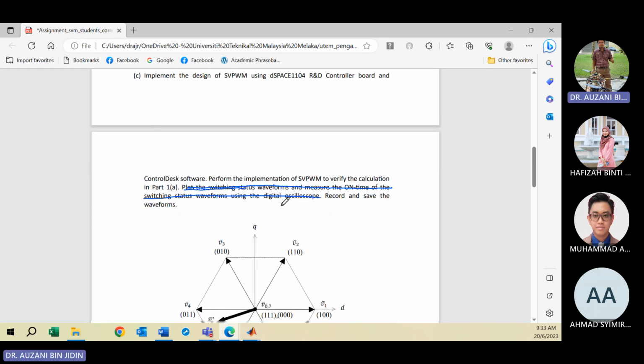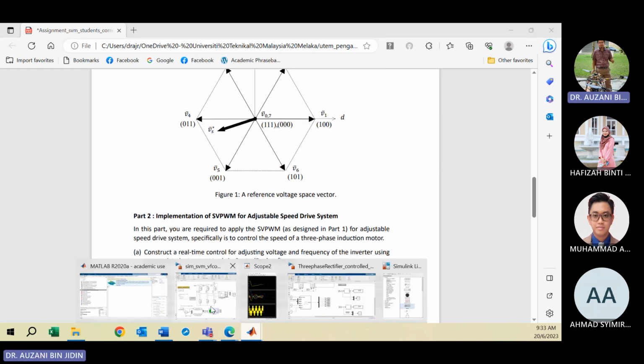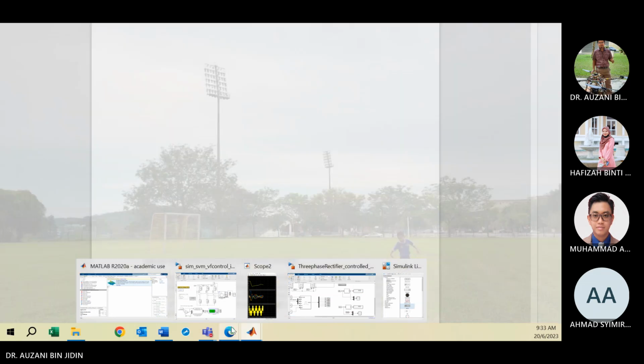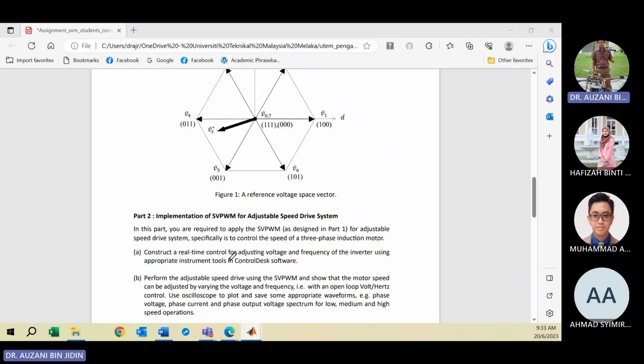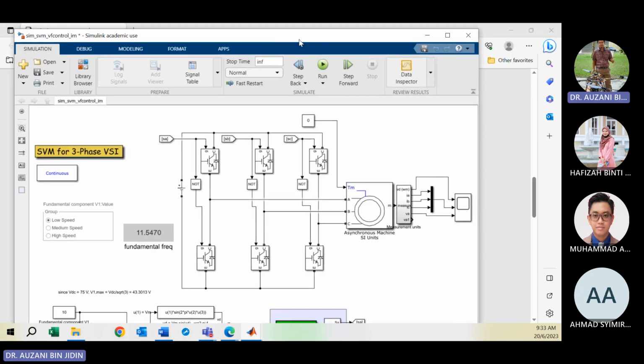Okay, for the simulation, after you get the experiment result, you need to compare with the simulation. Okay, let me show you. This is the simulation.